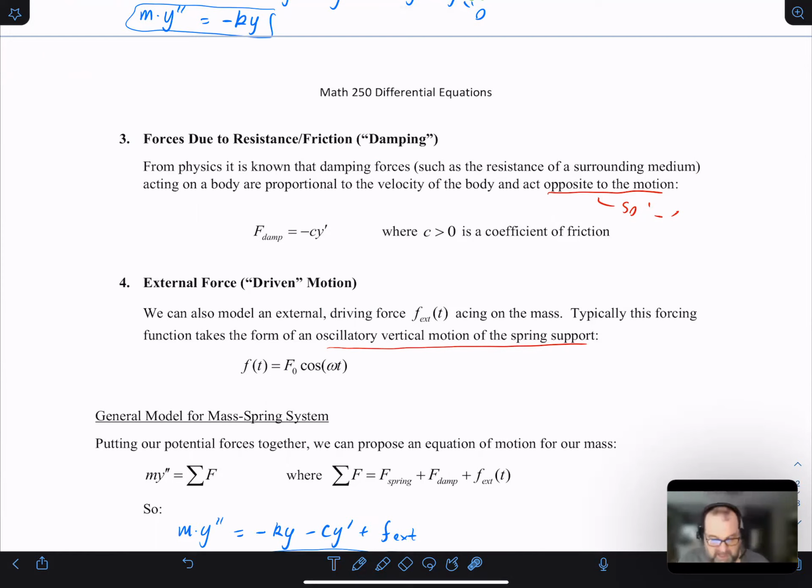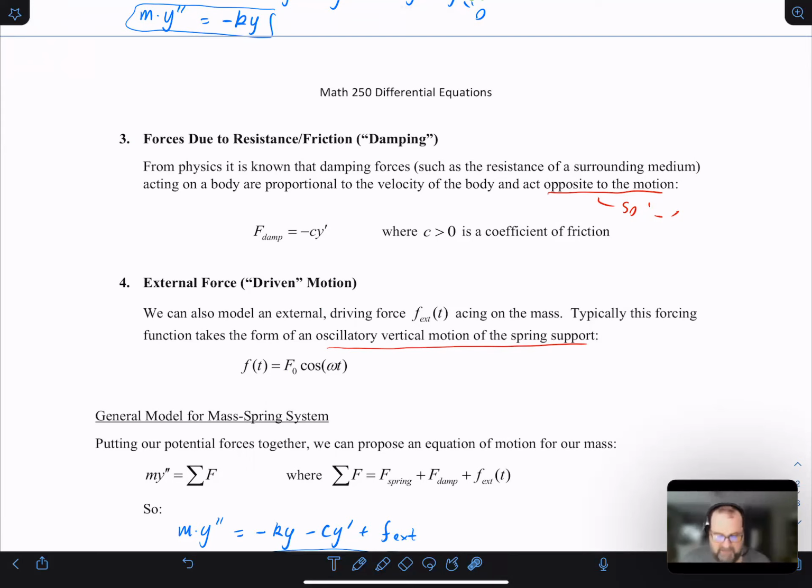So we sometimes ignore friction and therefore just have the c be 0. The last possible situation that we have here for forces on our system is having some sort of external force acting on our motion. The idea is having some sort of driven motion, having some force driving our mass, not just setting it in motion and watching it oscillate. We have something driving our oscillation.